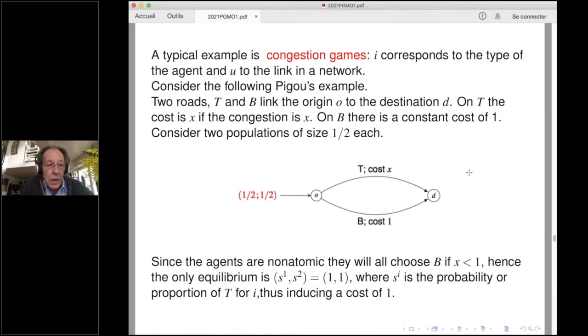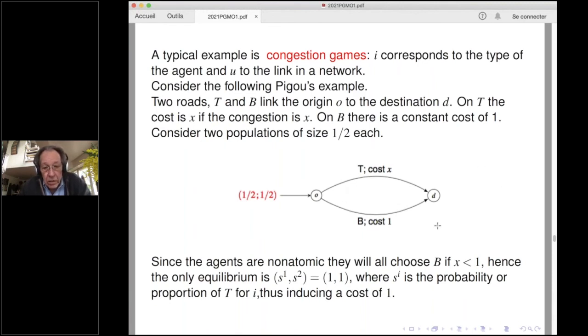On the top link, there is only one population, the cost is X if the proportion is X. And on the bottom there is a constant cost of 1. We have two populations, and each population has a size of 1/2. The agents in each population can choose to go top or bottom, but they are non-atomic, so they will not change the proportion and will not change the cost.